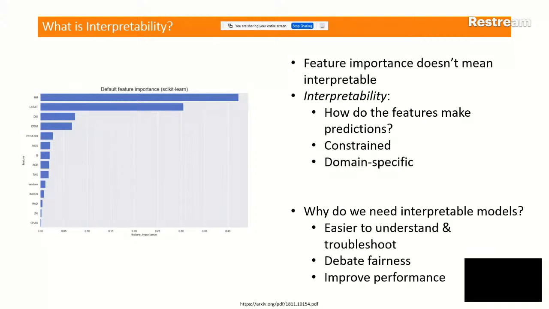Why do we need interpretable models? Because they are easy to understand and troubleshoot. Again, I'll show you in my demo how it leads to some counterintuitive explanations about the model. It also lets us debate the fairness, whether the model is fair or not.